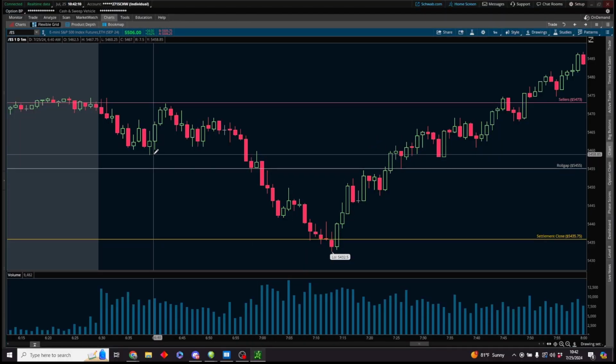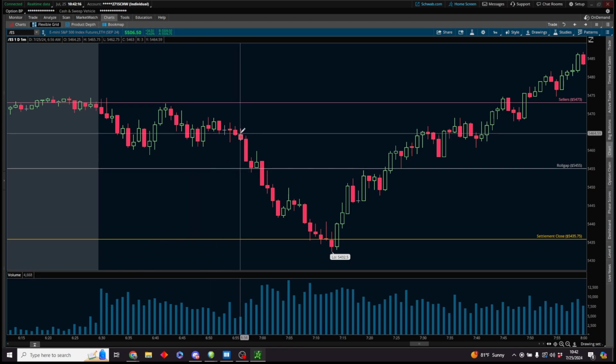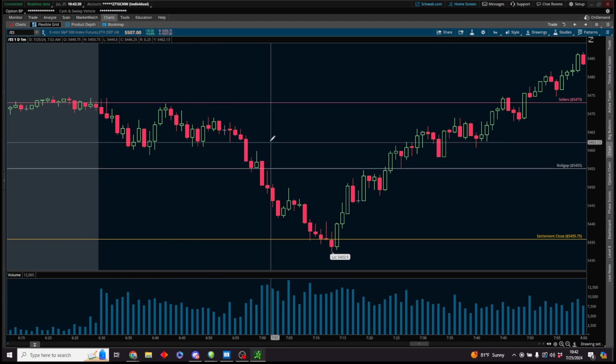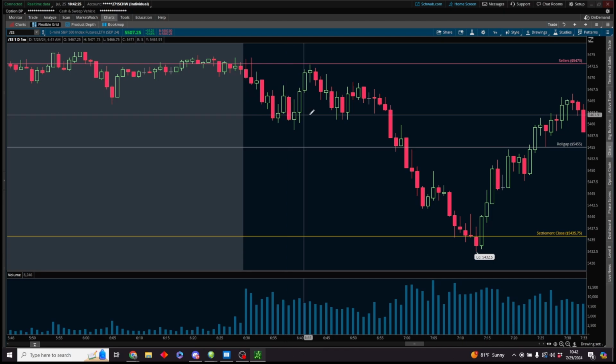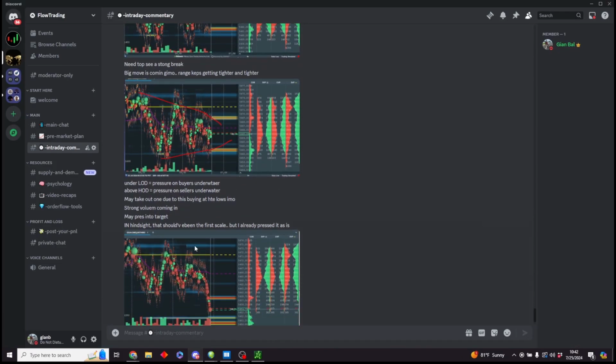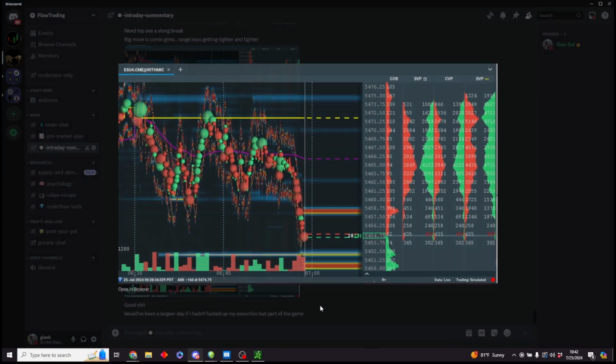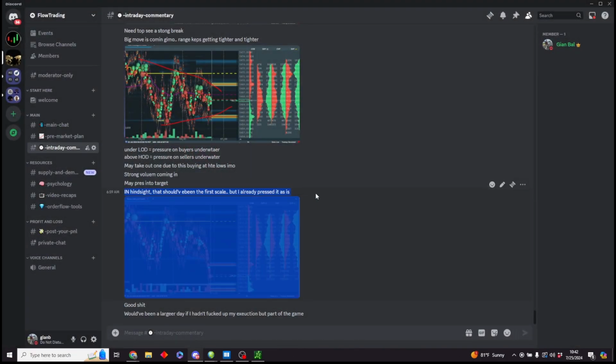I had a limit at the 5-8 low of day, but once I saw this strong volume coming in, I actually took it off and said I'm gonna press this into the 5-5 target, which is exactly what happened. So I don't have a visual of this, but I said strong volume coming in, I may press into target, and I got all out of the 5-5s for a nice 30-point winner.